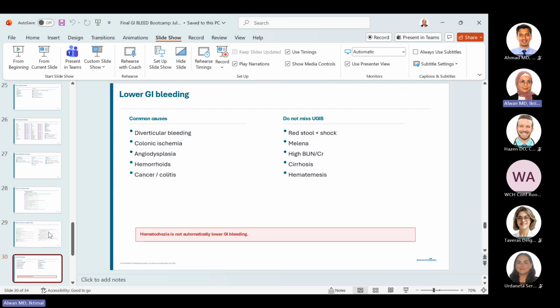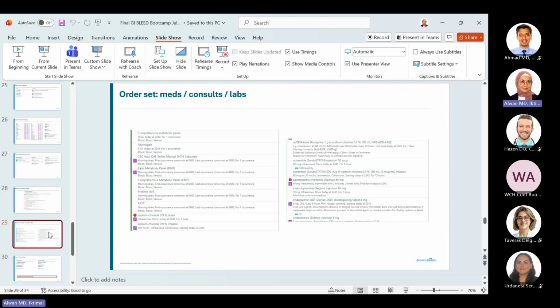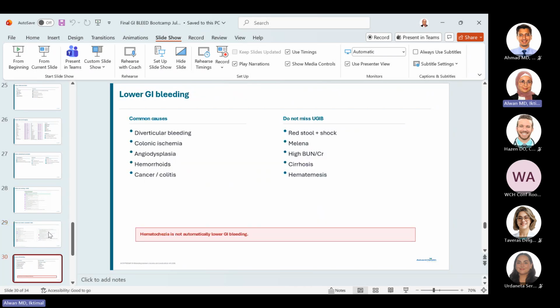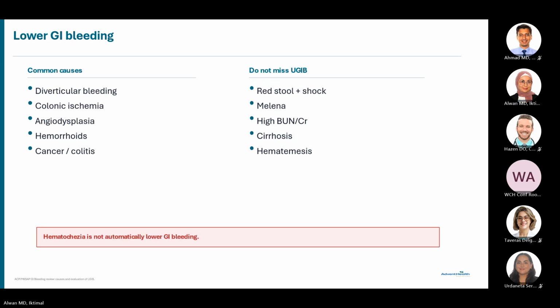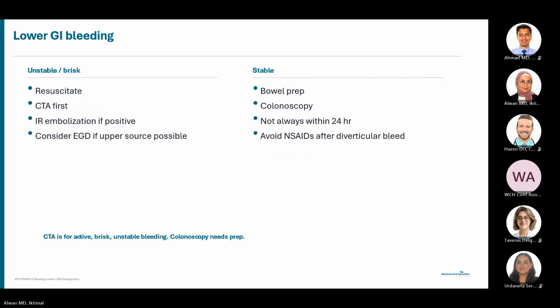This is just briefly lower GI bleeding. So what is one of the most common causes of lower GI bleed? Diverticular bleeding, colonic ischemia, angiodysplasia, hemorrhoids. Usually hemorrhoids wouldn't cause hemodynamically unstable patients and very significant bleeding. Though I had one patient on the floor who really needed transfusions and was unstable, but usually you really need to keep in mind that there might be another cause. Cancer, colitis, and we're going to see mostly hematochezia.